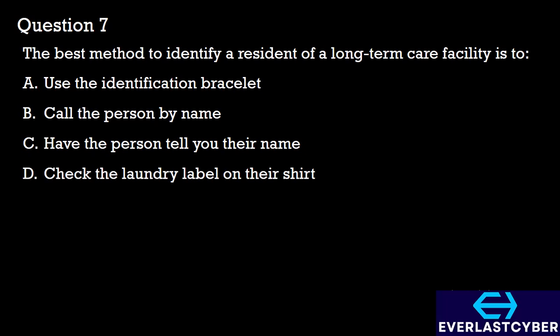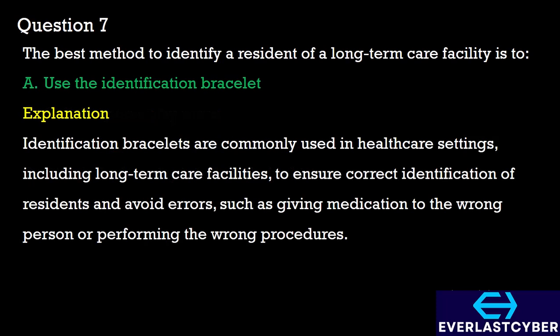Identification bracelets are commonly used in healthcare settings, including long-term care facilities, to ensure the correct identification of residents and to avoid errors such as giving medication to the wrong person or performing the wrong procedures. For option B, while this can be useful in certain situations, it may not be reliable if the resident has cognitive impairments or memory issues. Option C may not always be accurate, especially with residents who have difficulty with memory or cognitive functions. Option D is also not a reliable method of identification because the labels can get mixed up or removed. So the best option here is option A, using the identification bracelet to identify the residents.